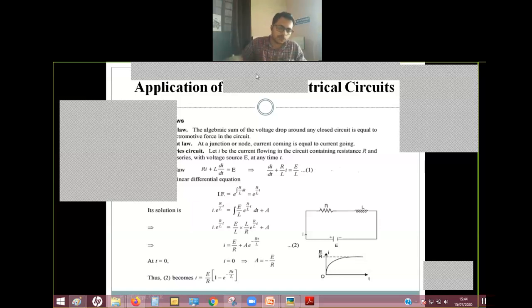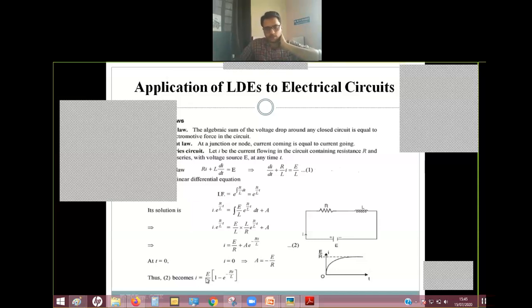This is the general solution for the current flowing through this circuit. I is equal to E by R in bracket 1 minus e raised to the power minus RT by L. Okay.